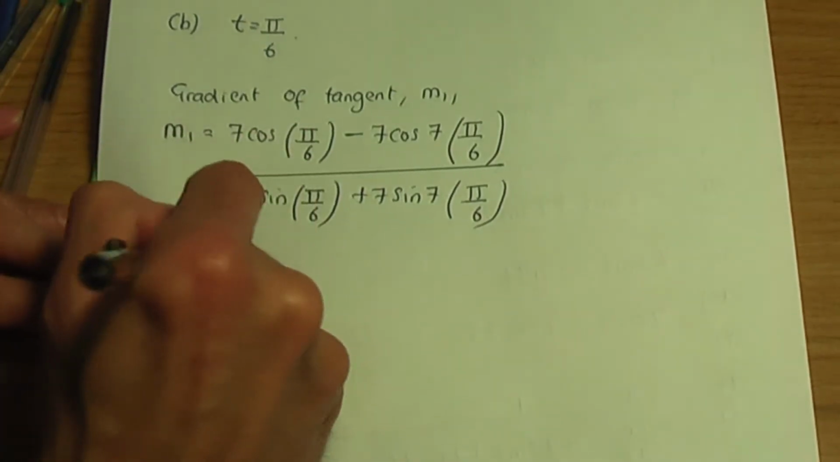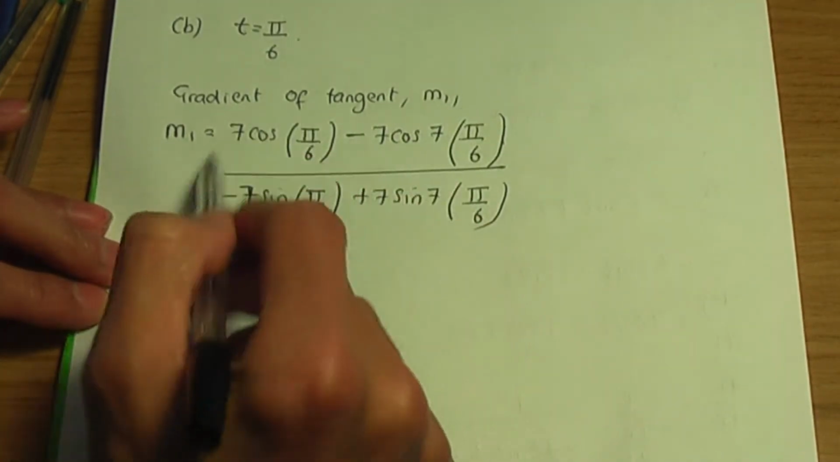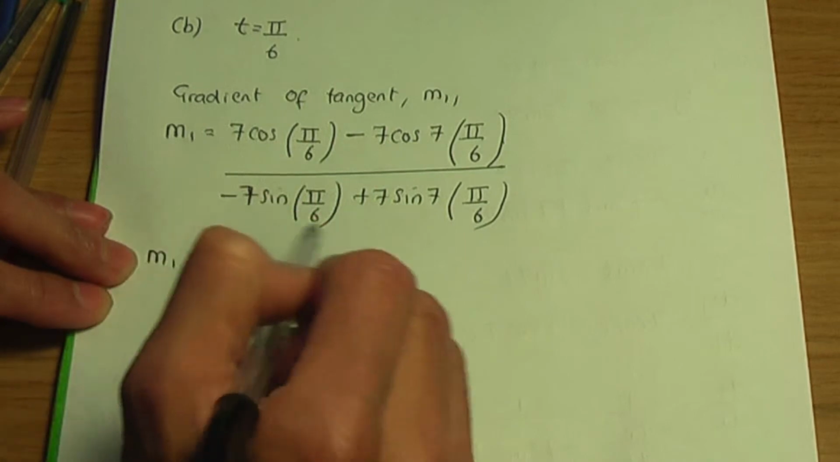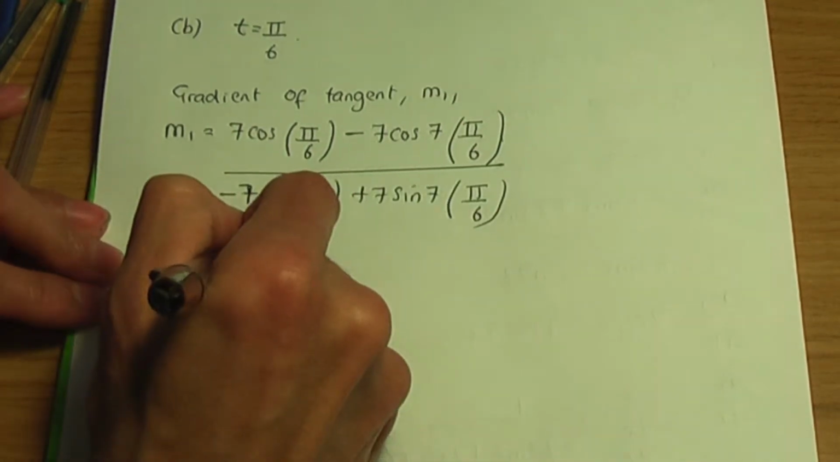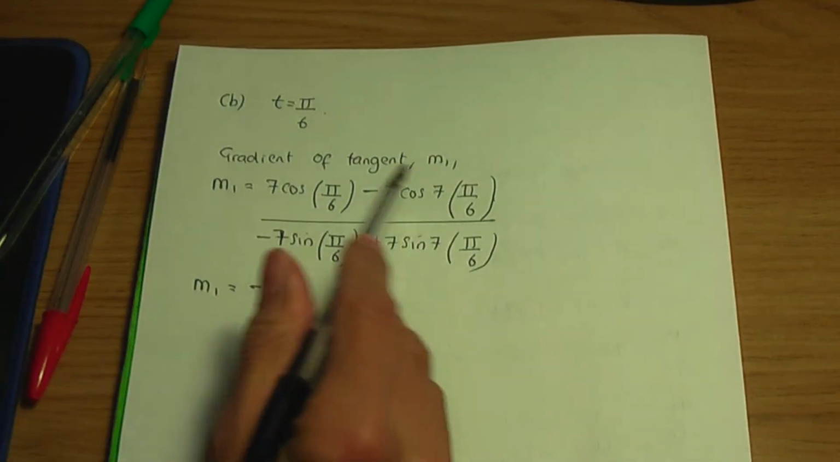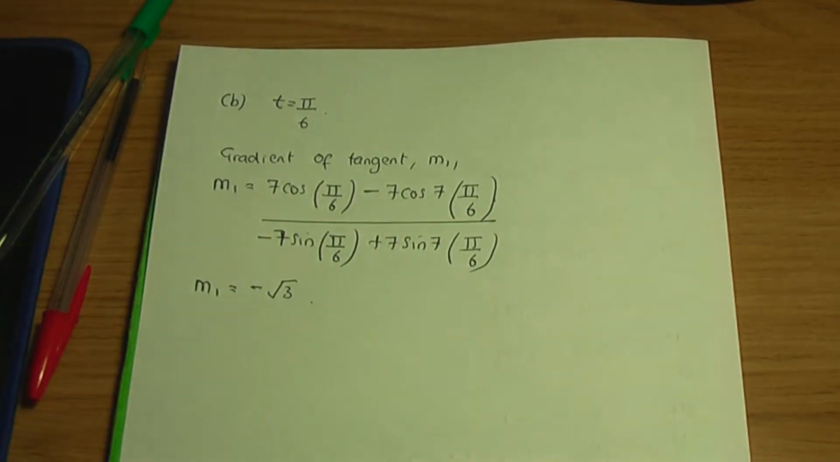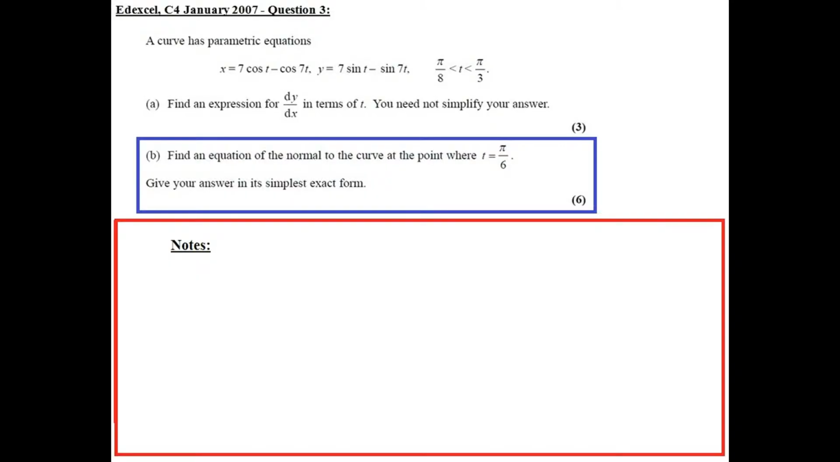Now, if we simplify that, so m1 will be, provided that your calculator is in radian mode, and if you input this into your calculator, you should have an answer of minus root 3. And the question did say that our answer needs to be in exact form, so I'm going to leave it in surd form. Now, going back to the question, we need the equation of the normal.